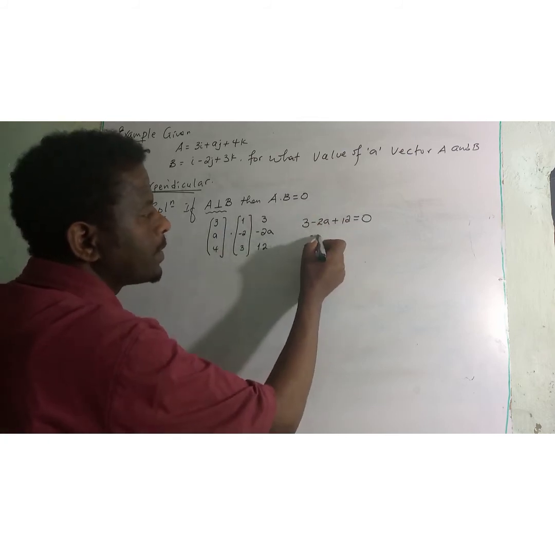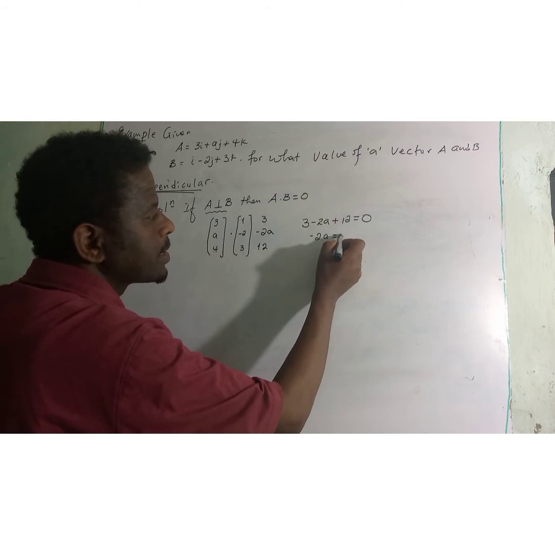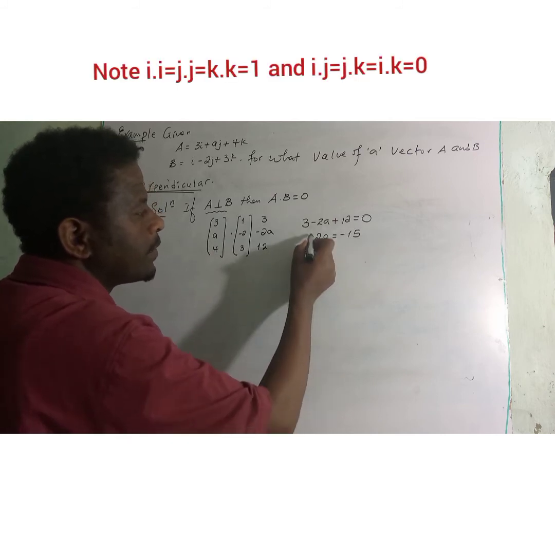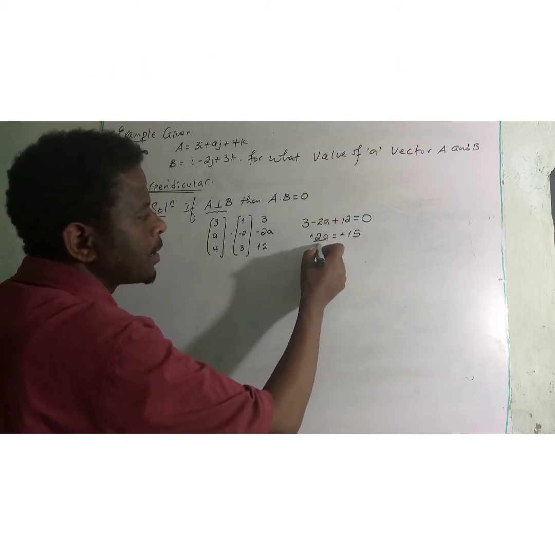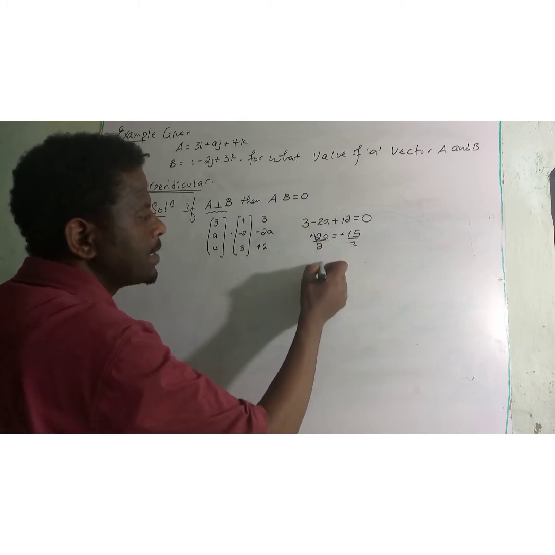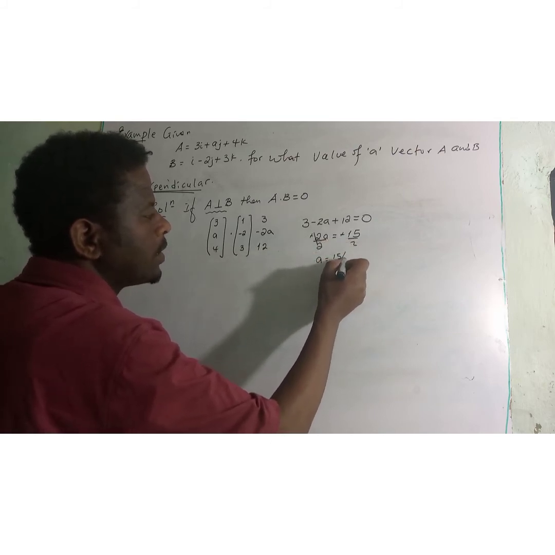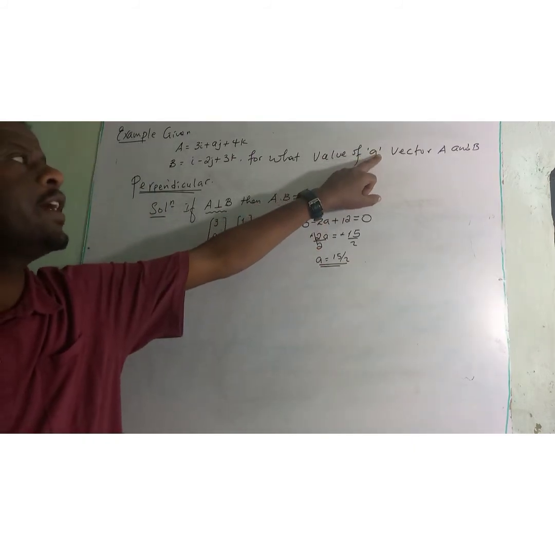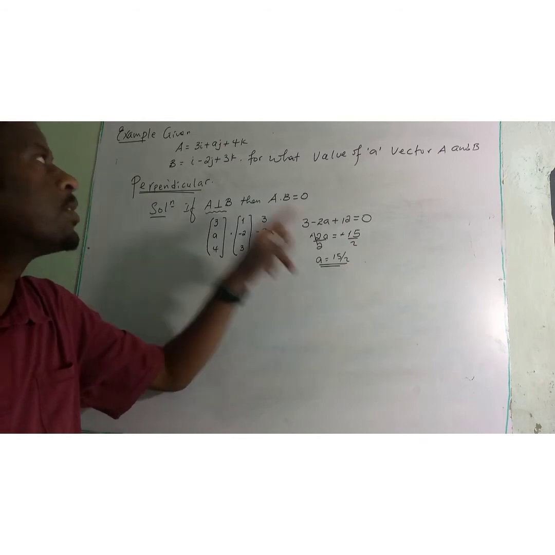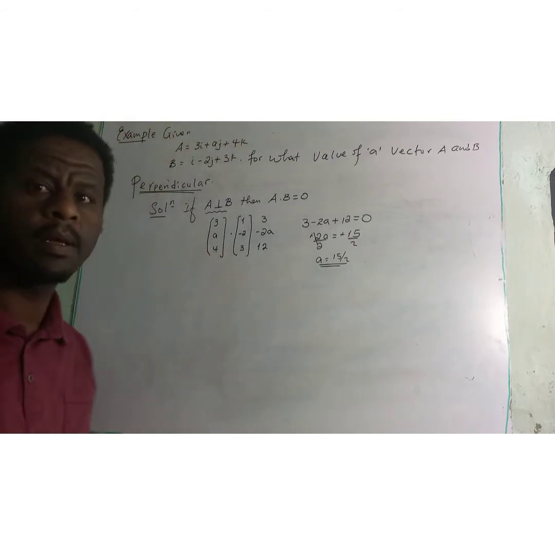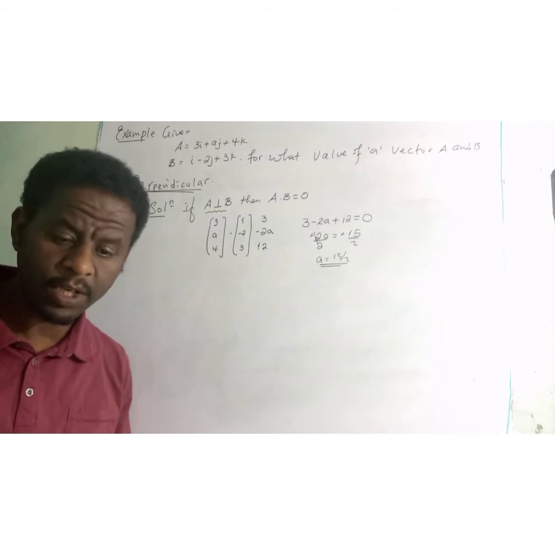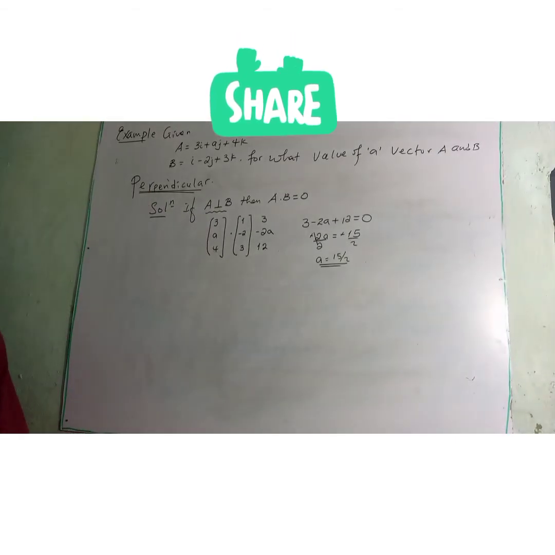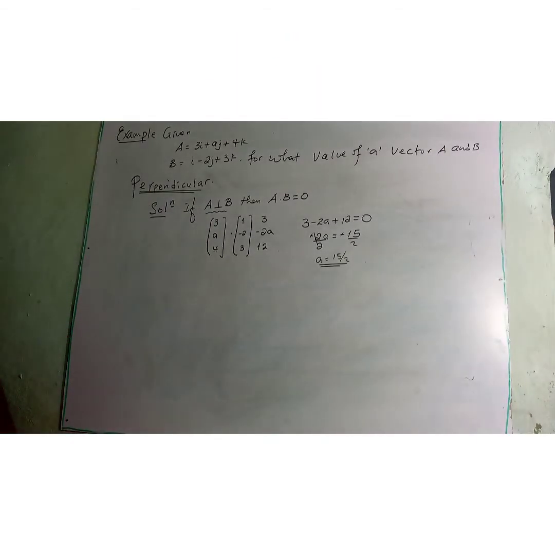When we shift to the right, it becomes twice a equals minus 15. Minus over minus cancel, then a is equal to 15 over 2. If the value of a is 15 over 2, then both vectors A and B are perpendicular with each other, or they are orthogonal vectors. This is all about the properties of the dot product.